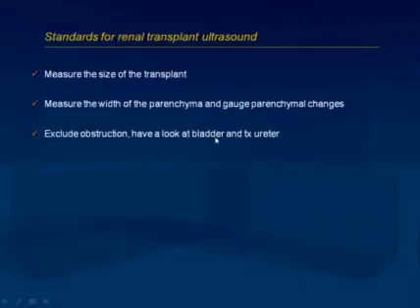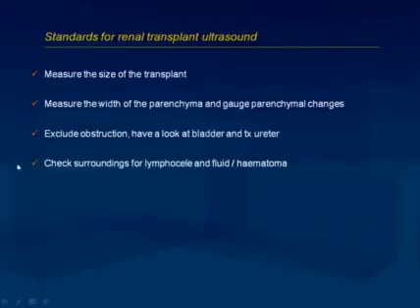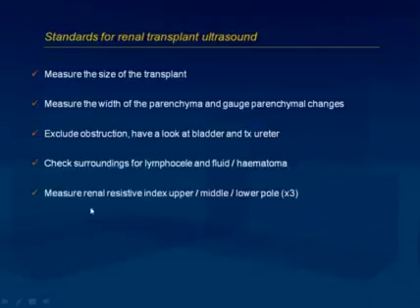We've not covered that in this talk, but it's also important in transplant ultrasound to have a look at the urinary bladder to see whether there is, for example, prostate enlargement. Have a look at the transplant ureter and comment on these findings. Check the surroundings of the renal transplant for lymphocele and for fluid or hematoma, again something we've not covered in this talk. Measure the renal resistive index in the upper, middle and lower pole of the transplant. Each time repeated measurements are necessary, for example 3 repeated measurements each at the upper, middle and lower pole.